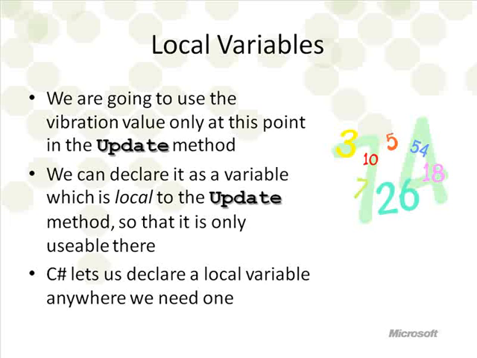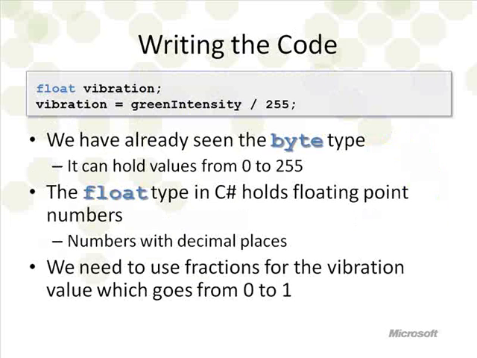So put all this together, and we end up with 2 lines of C#. Make a new local variable which I'm going to call vibration. It's of type float. This is the type that can hold floating point numbers with decimal places. You've got about 7 digits of precision and quite a nice wide range. It's perfectly adequate for what we want. So I'll make a variable called vibration, give it the type float, then we do our sum: take the value of the green intensity, divide it by 255, which is the little equation we know will work, put it in vibration, and so now we have a number that tells us how much we want the gamepad to vibrate.